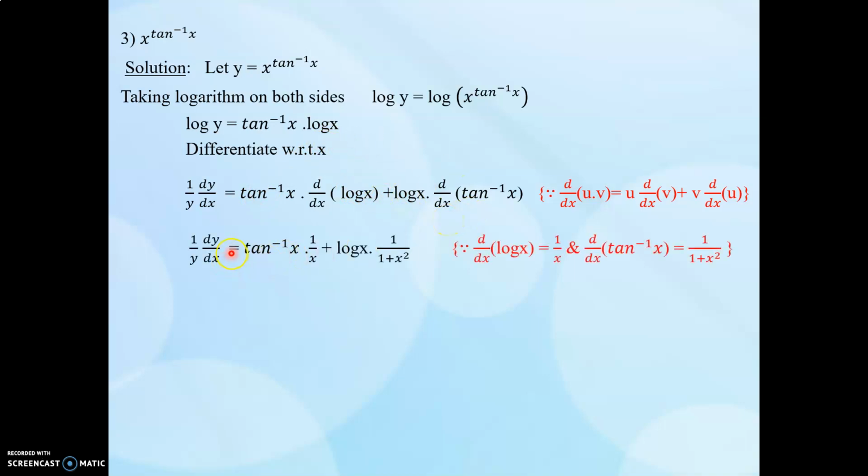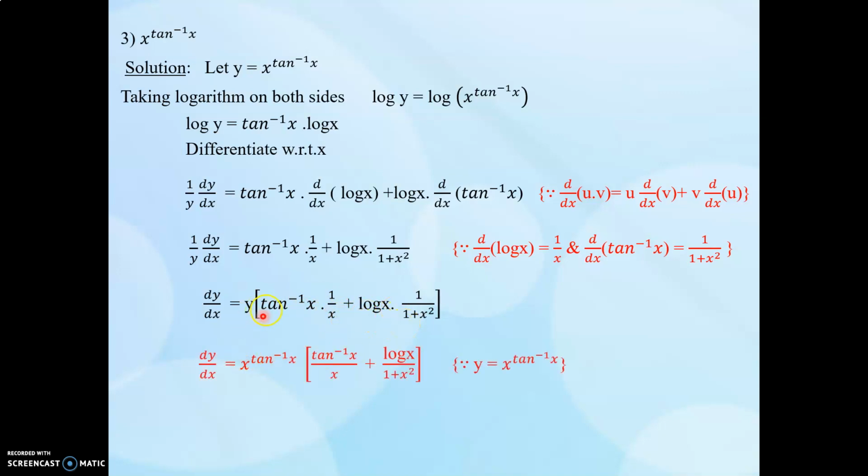That is 1 upon y dy upon dx is equal to tan inverse x into derivative of log x, which is 1 upon x, plus log x into derivative of tan inverse x, which is 1 upon 1 plus x square. So dy upon dx is equal to, cross multiplying this y, tan inverse x into 1 upon x plus log x into 1 upon 1 plus x square. So resubstituting the value of y, that is x raised to tan inverse x into tan inverse x upon x plus log x upon 1 plus x square is the final answer for this question.